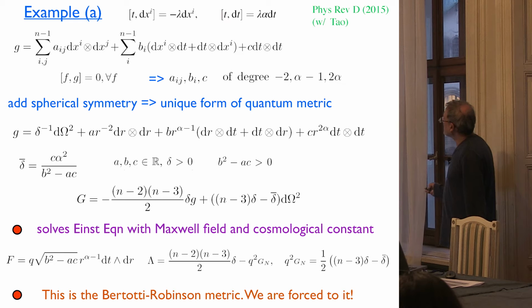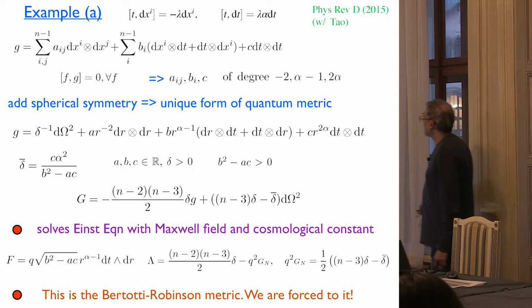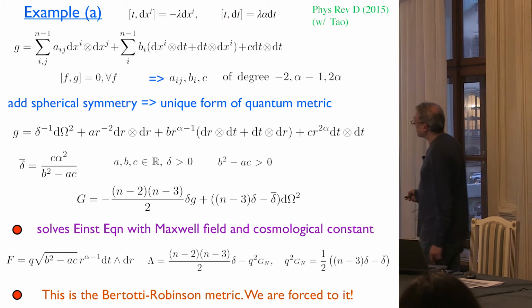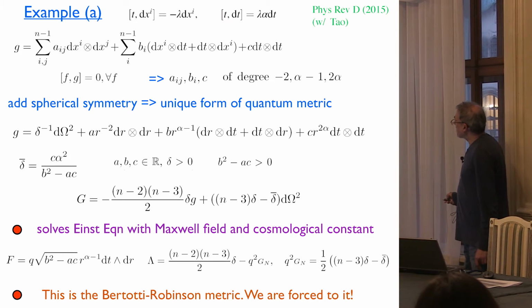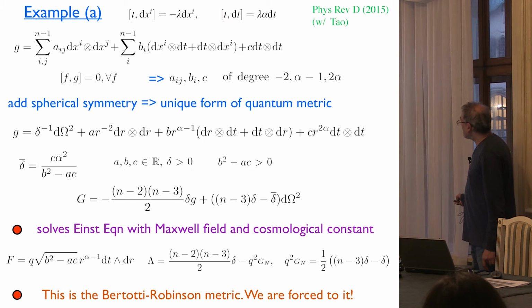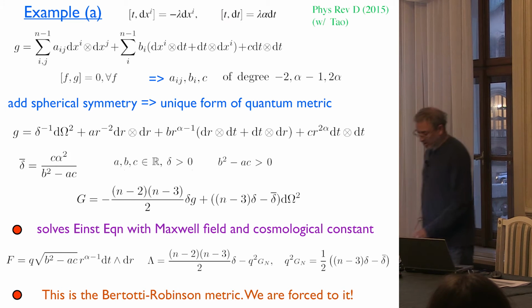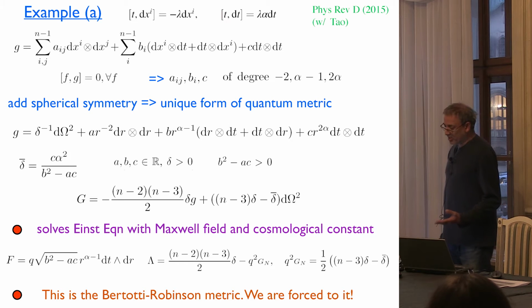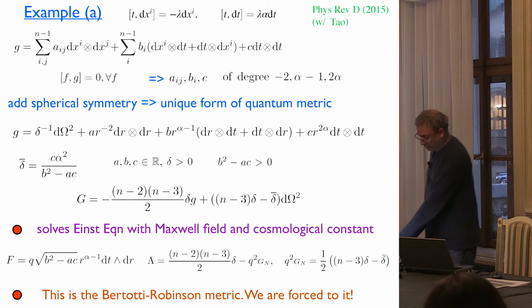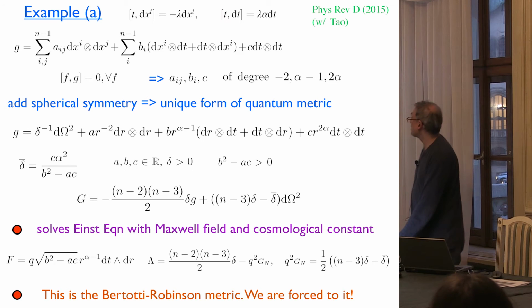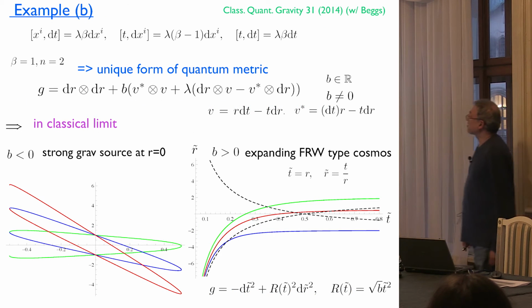So these parameters, you can change coordinates. The thing that's really relevant is this combination, where delta is bigger than 0. And the Einstein tensor of this metric classically works out like this. And it's known that this solves Einstein's equation with a Maxwell field. This is the Maxwell field, and with the cosmological constant. So depending on the value of delta and delta bar, you could have lambda to be generically non-zero. But what's really important is that it is really just forced out of the algebra and some very minimal philosophical assumptions.